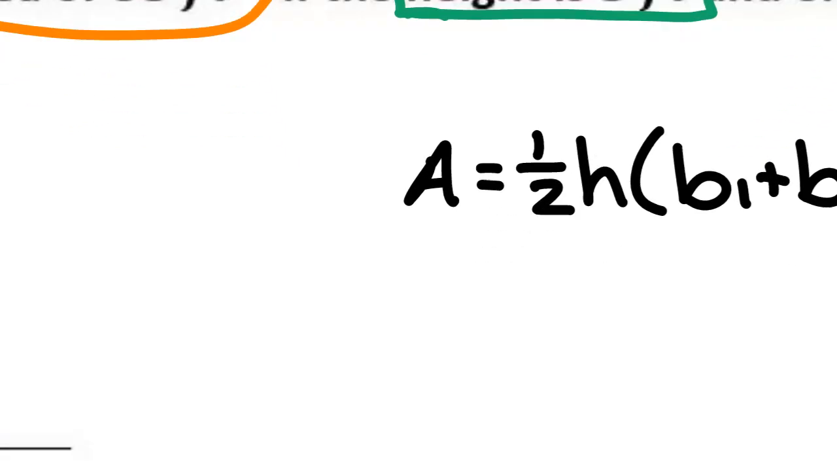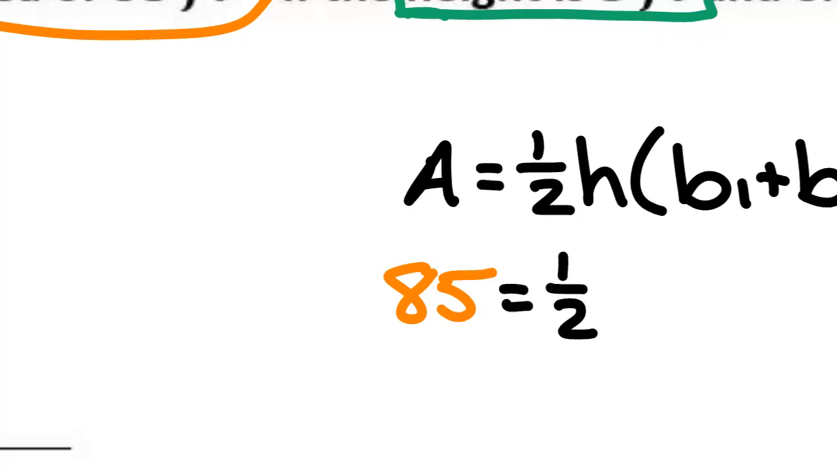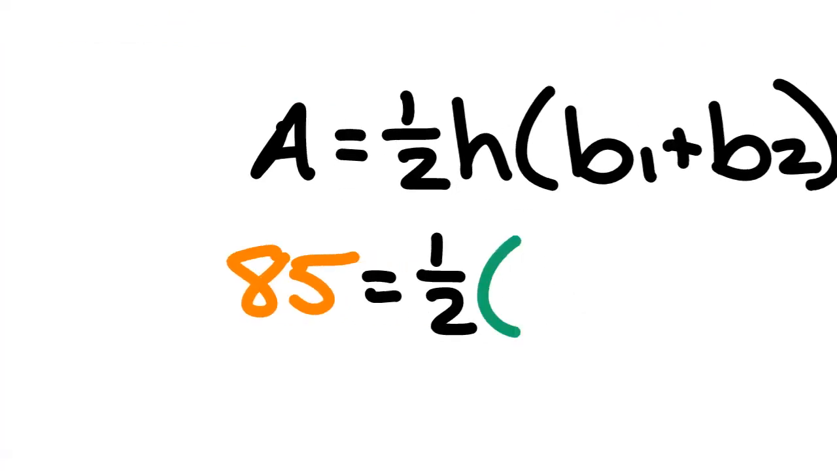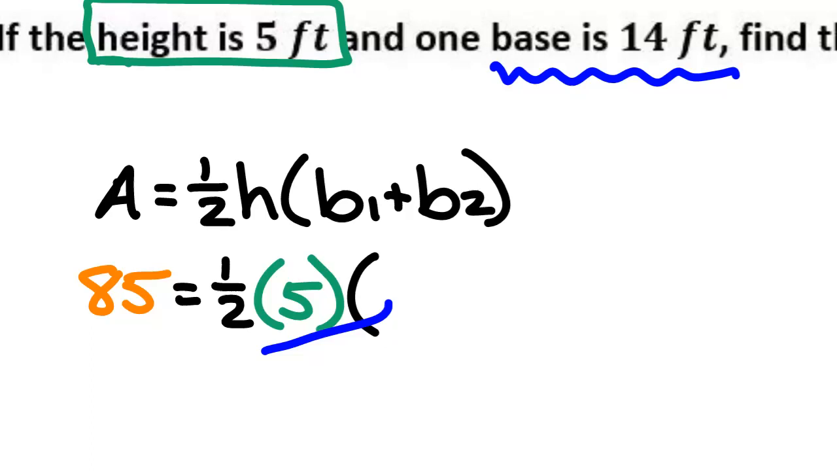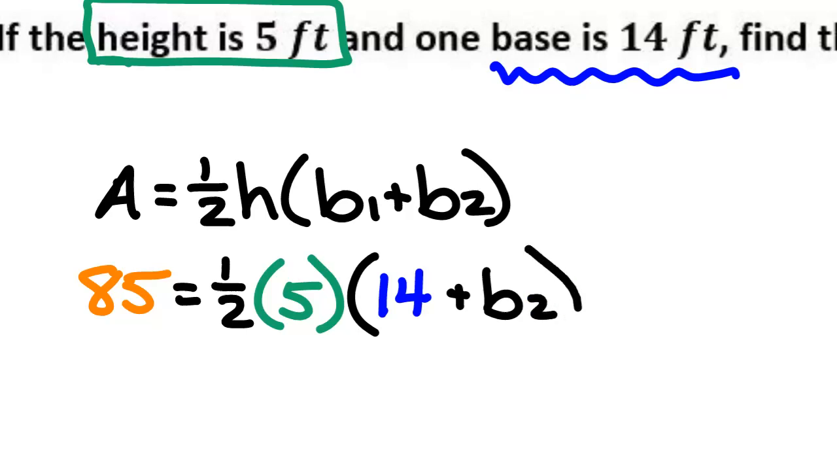All right, we're going to put 85 in the place of the area, so 85 equals 1/2, and then we have a height of 5, and then we have base 1. We're going to put 14 in for one of those bases, and then we're going to leave the other one as a variable. I'm going to leave it as base 2.